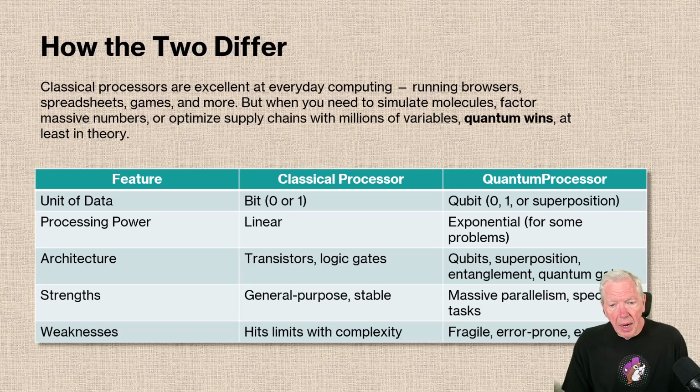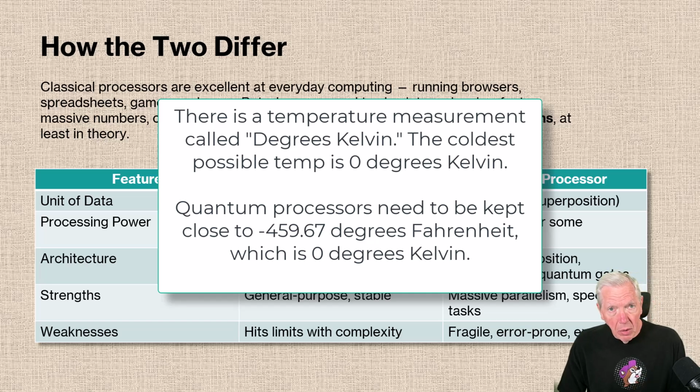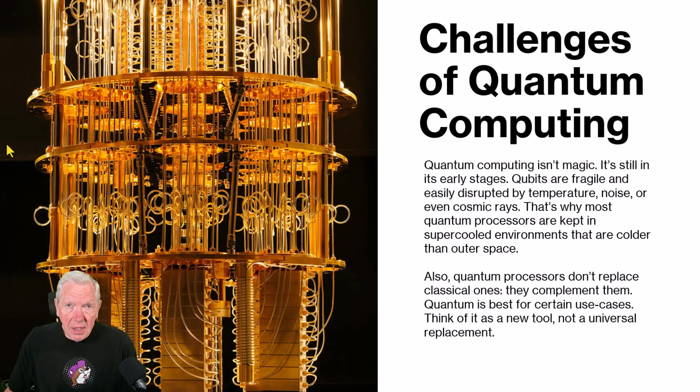The weakness of the classical processor is that it hits its limits with complexity. So the more complex a problem gets, the more we're going to use that processor, the busier it's going to get. It's going to take more time to get the job done. The quantum processor is fragile. It has to be kept at near absolute zero temps. It's error prone, and of course it's expensive. You're not likely to have a quantum processor laptop anytime soon.